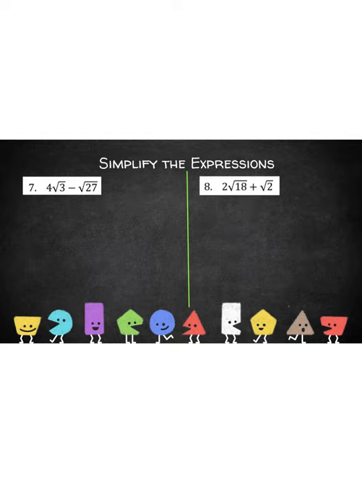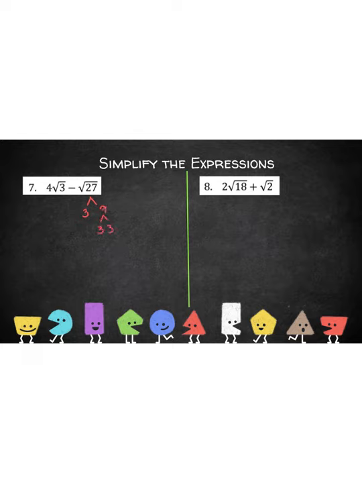Okay, number 7, you have 4 square root 3 minus the square root of 27. So 4 square root 3 is already simplified. We can't simplify that anymore, but we can simplify that 27. So I'm going to go ahead and break that 27 up. So 27 is an odd number, so I'm going to divide it by 3. And I get 3 and 9, and then break that 9 up, and I get 3 and 3.